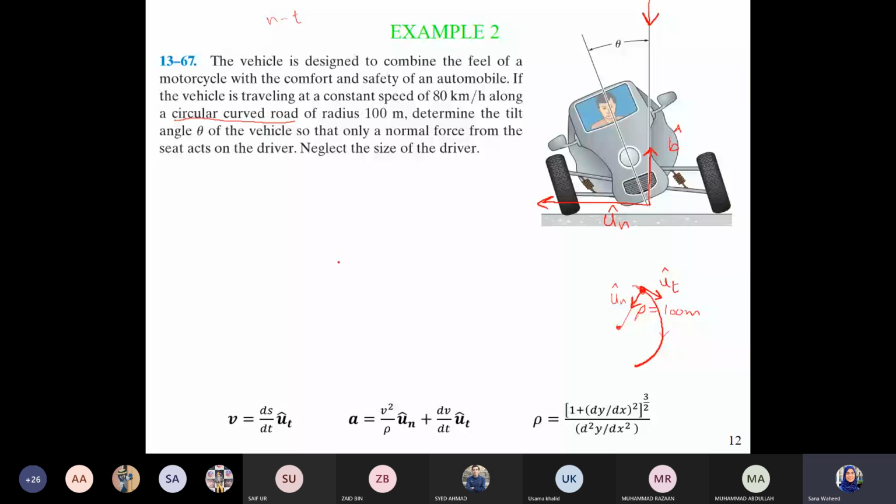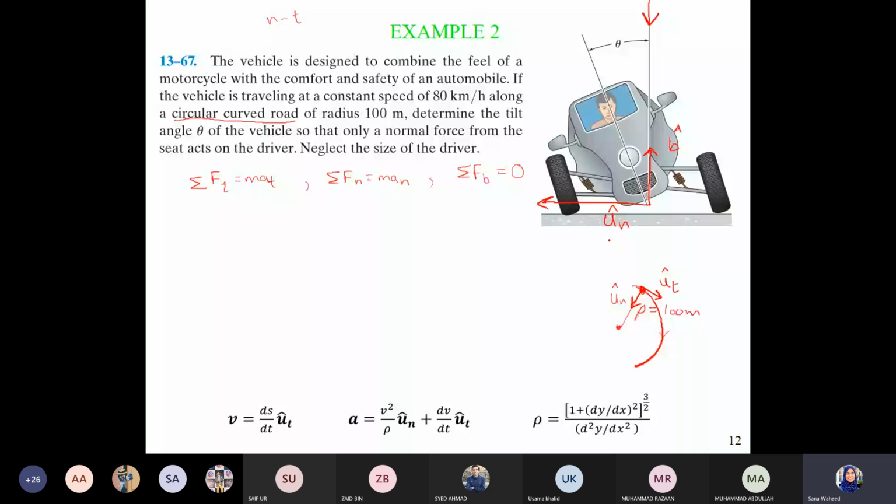Right? So now what do I have? I have, of course, my equation of motion, which implies that summation Ft is equal to m a_t, summation Fn is equal to m a_n, and then finally summation Fb will be equal to what? 0. It's not going to move up and down or anything else. The way it's just going on this curved path in this plane.